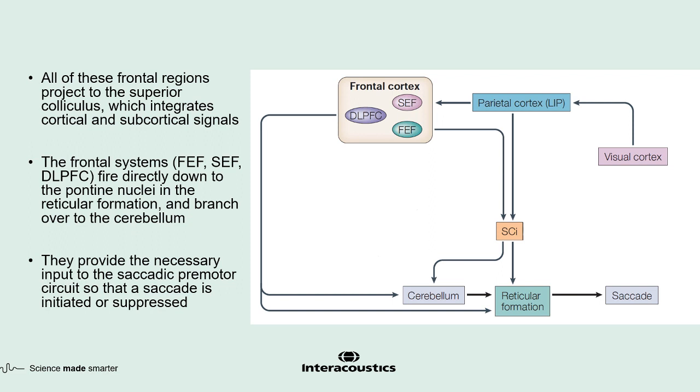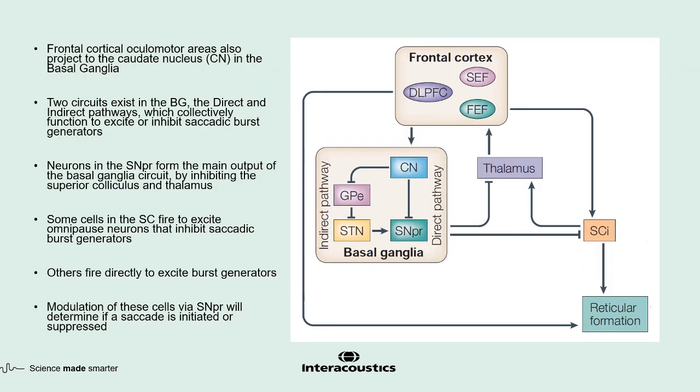The frontal systems also fire down to the cerebellum, and the cerebellum is heavily involved in integration of saccades with proprioceptive and vestibular feedback. And these frontal circuits provide the necessary input to the saccadic premotor circuit so that a saccade can either be initiated or suppressed. Now, being able to turn a saccade on and turn a saccade off through the frontal system requires another set of modulating circuits.